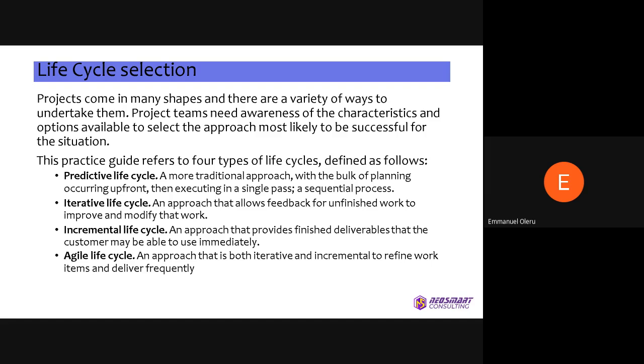So the practice guide refers to basically four types of life cycles, right? The first one is the predictive life cycle, the more traditional life cycle where you have a lot of planning initially, and then you start executing. When you execute, you then release. Basically, that's the predictive life cycle, meaning that you have a lot of information about the project, and then do a lot of planning initially.